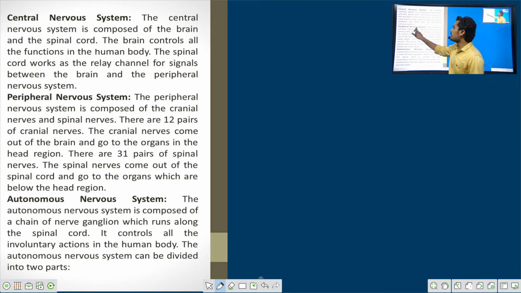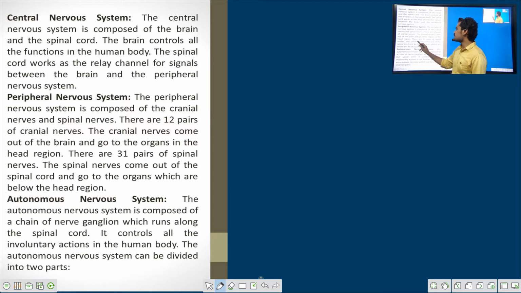So let's see the peripheral nervous system. The peripheral nervous system is composed of cranial nerves and spinal nerves. Cranial nerves are the nerves which arise from the brain, and spinal nerves arise from the spinal cord. There are 12 pairs of cranial nerves. The brain gives rise to 12 pairs of cranial nerves, which only go into the head region. They do not go down to the other organs. They only adhere to the surface of the head region.